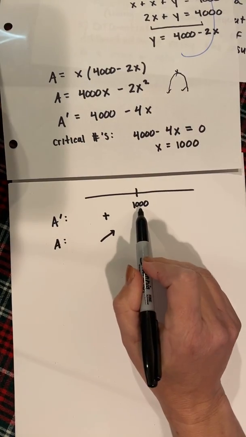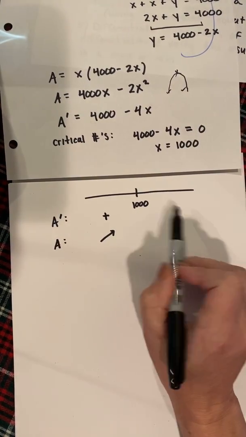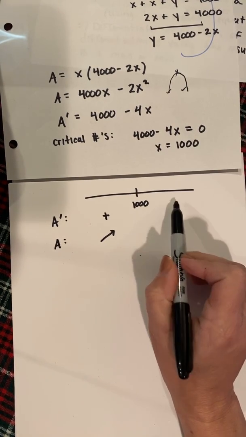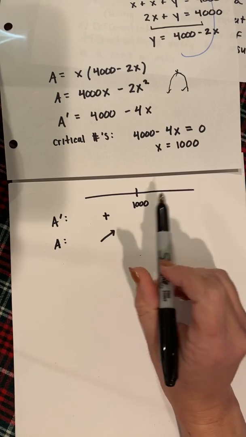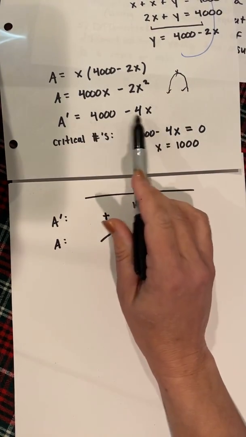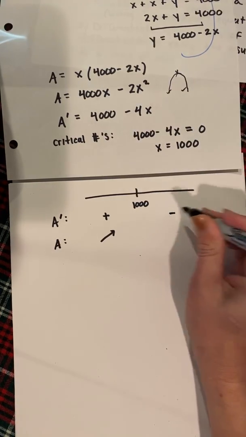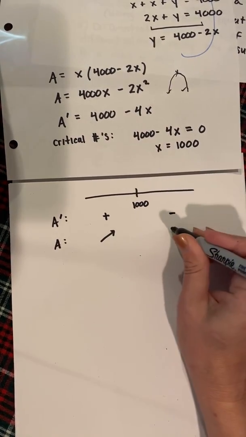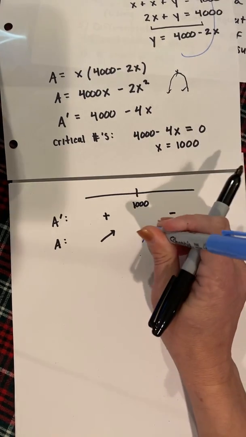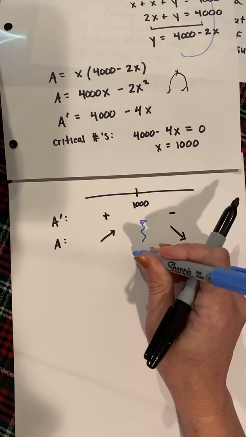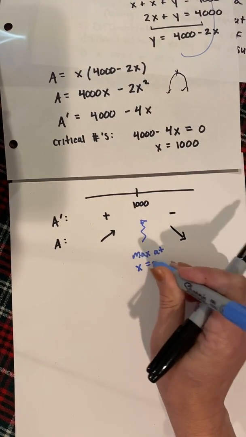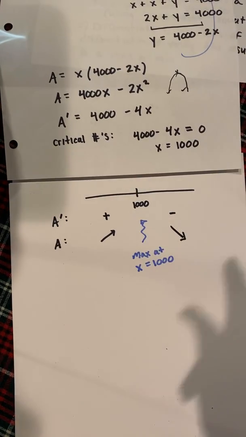As soon as we hit a width of 1,000 feet, then what's going to happen over here? Well, let's pick something to the right of 1,000. Let's just say 2,000, for example, anything to the right of 1,000. And if I put 2,000 in here, I'm going to get 8,000, so 4,000 minus 8,000 is going to be negative 4,000. The derivative is negative to the right of 1,000, so the area decreases after that. So we just use the first derivative test to prove that this is a maximum. We have a maximum at x equals 1,000.